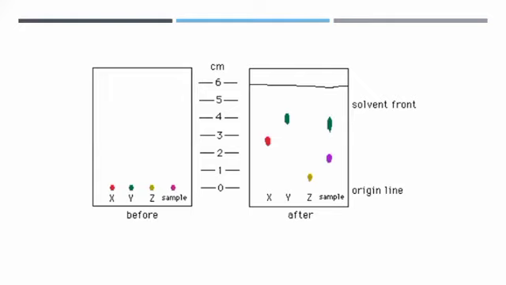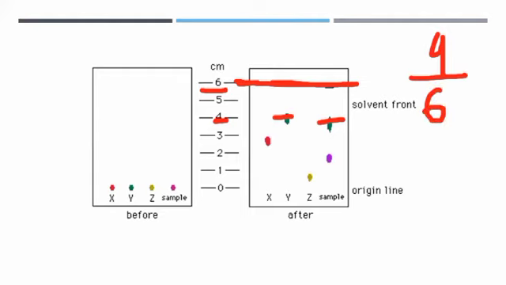And we can also calculate it through the RFs. So what is the RF for Y? The solvent front is at 6 centimeters, and Y has traveled 4 centimeters. We take the center of the substance, and over here is the center of the substance. It has also traveled 4 centimeters. So we're going to divide the distance traveled by the component by the distance traveled by the solvent. For both of them, it's coming out as 4/6, which becomes 2/3. That's the retention factor for Y and the substance in the sample, which is Y as well. So that's how we can also identify that both of them are the same substances.